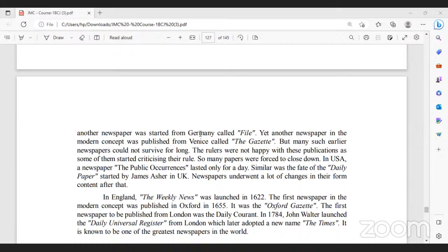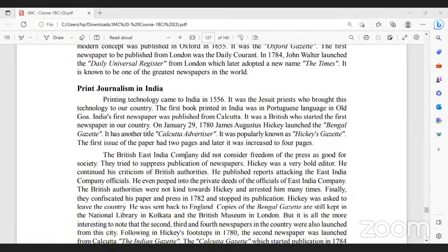Talking a bit about print journalism in India, it came to India in 1556. It was the Jesuit priests who brought this technology, and the first book printed in India was in the Portuguese language in Old Goa. What is the first book? It is the Bible that was printed.